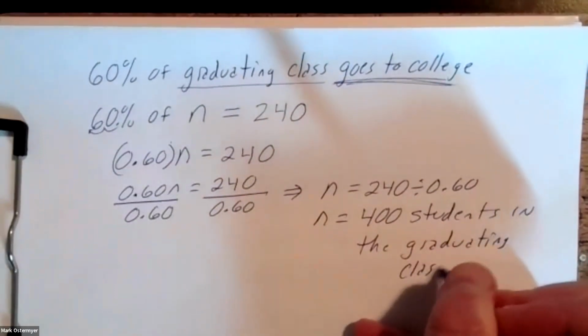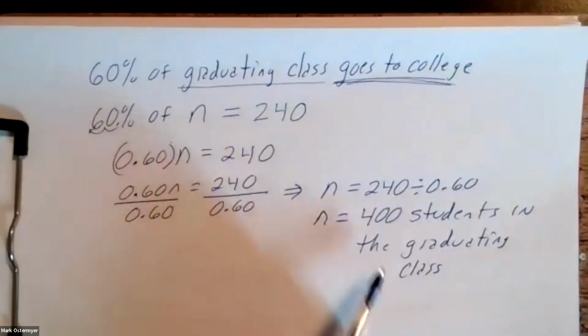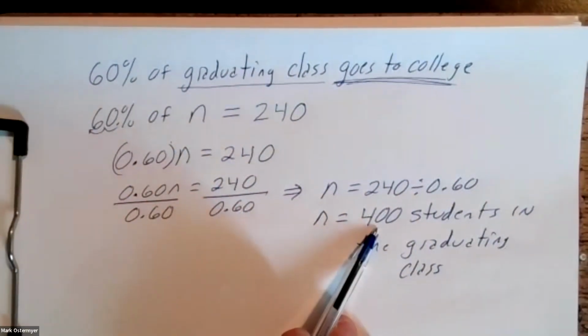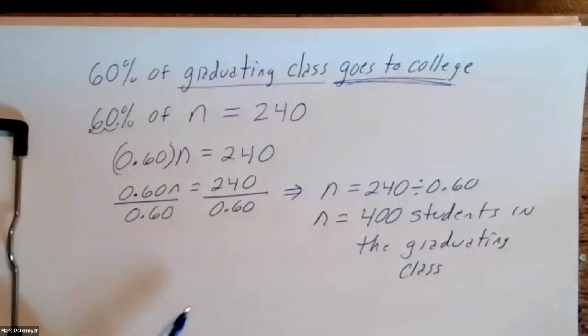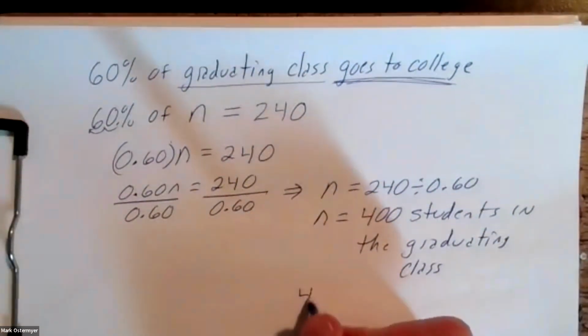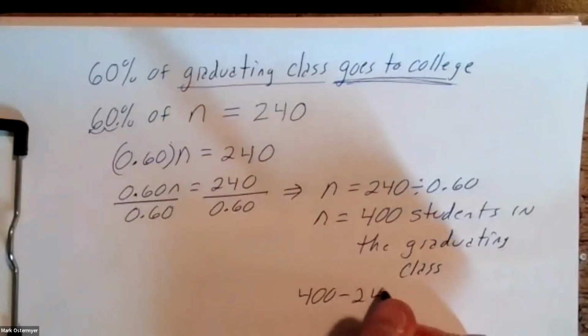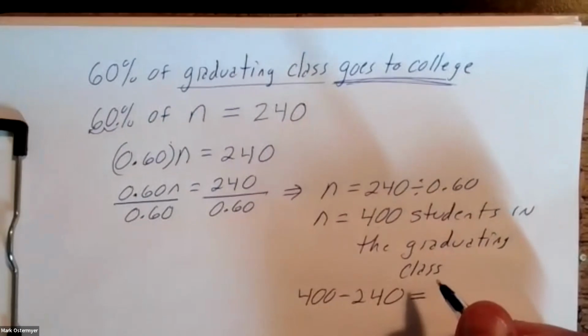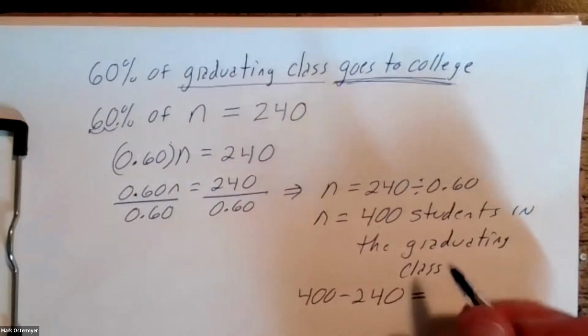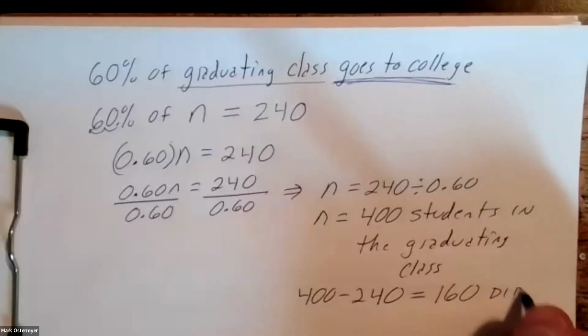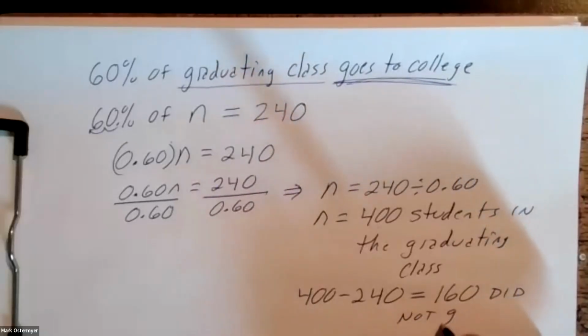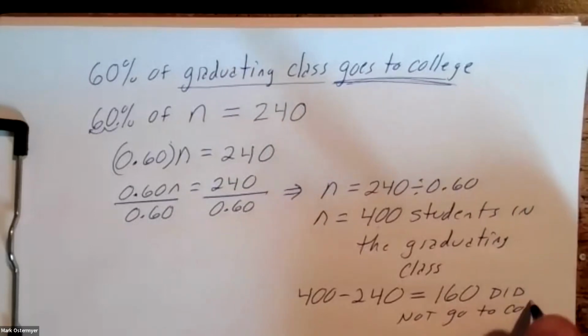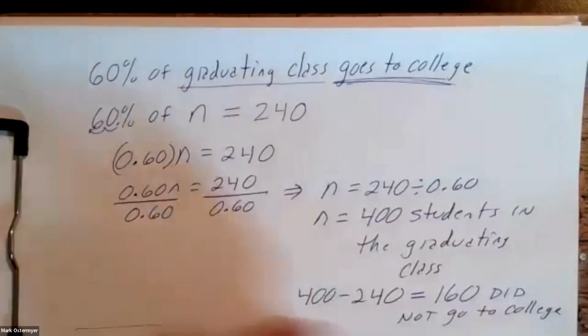And of the 400 students, 240 of them decided to go to college. That leaves how many that did not go to college? That would be 400 minus 240, do you agree? Which would leave you with how many that did not go to college? That would be 160. 160 did not go to college. There you go. All righty.